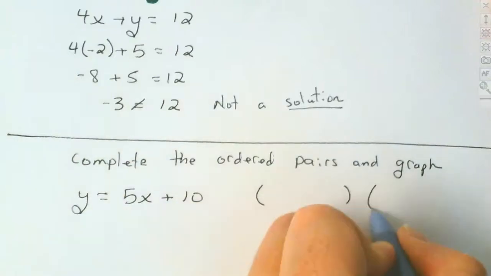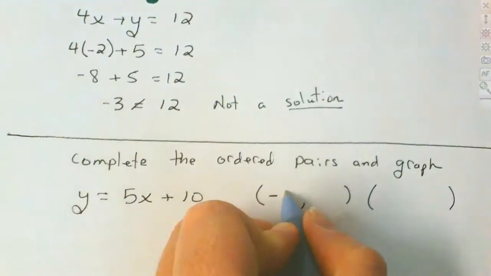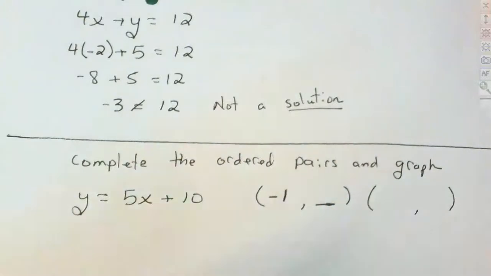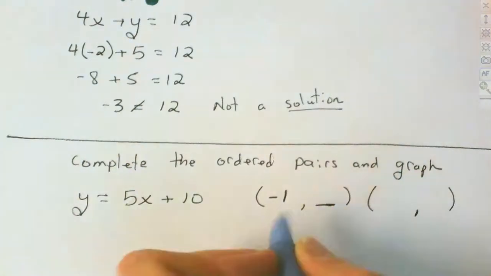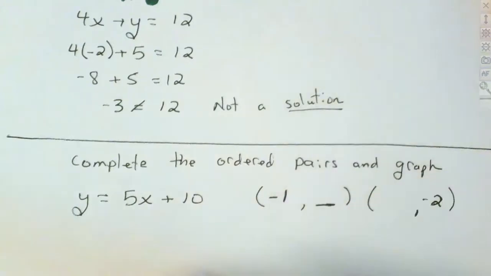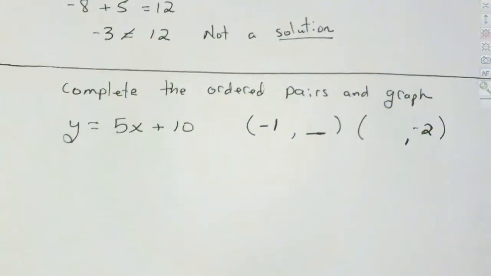So I'm going to give you 2 of these. And let's plug in negative 1, and we'll find the other value for y. And I'll give you one where we plug in a y value here. So let's go with, how about negative 2? Okay, so here's our ordered pairs. All right, and we're going to try to complete the ordered pairs here. So we're going to plug these values in, and we're going to see what we get out.